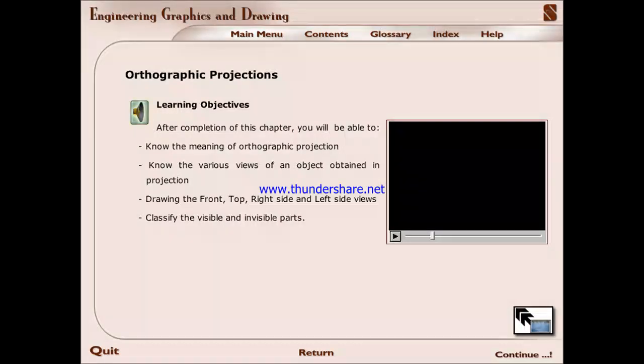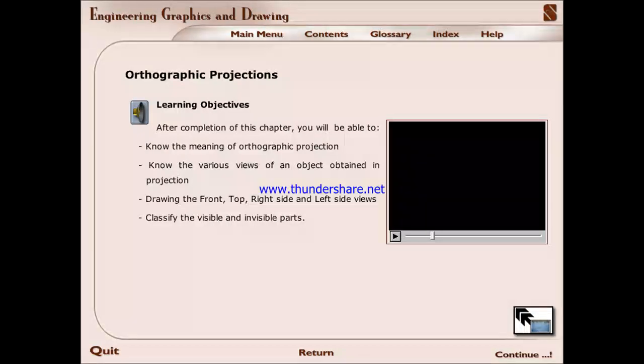Learning objectives. After completion of this chapter, you will be able to know the meaning of orthographic projection, know the various views of an object obtained in projection, draw the front, top, right side and left side views, and classify the visible and invisible parts.